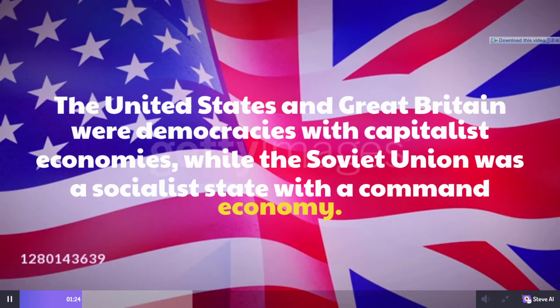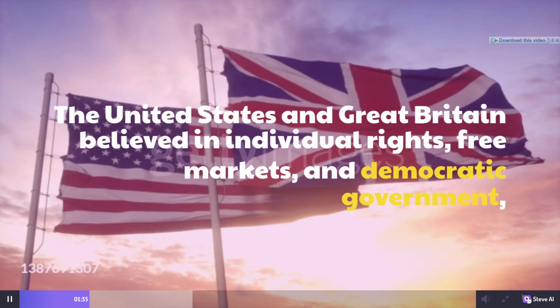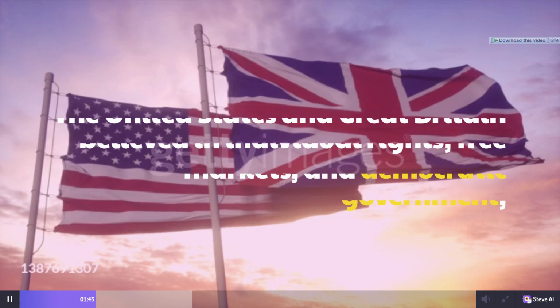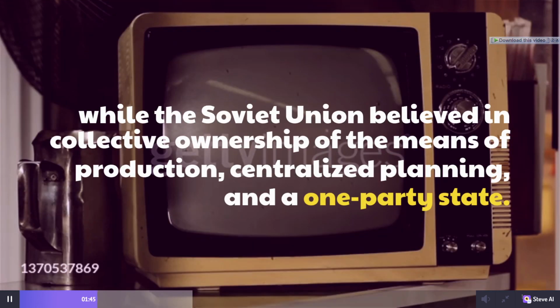The United States and Great Britain were democracies with capitalist economies, while the Soviet Union was a socialist state with a command economy. The United States and Great Britain believed in individual rights, free markets, and democratic government, while the Soviet Union believed in collective ownership of the means of production, centralized planning, and a one-party state.